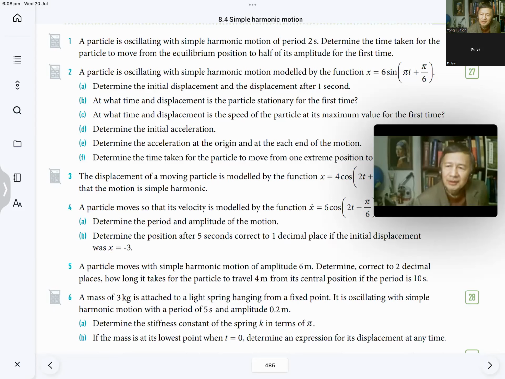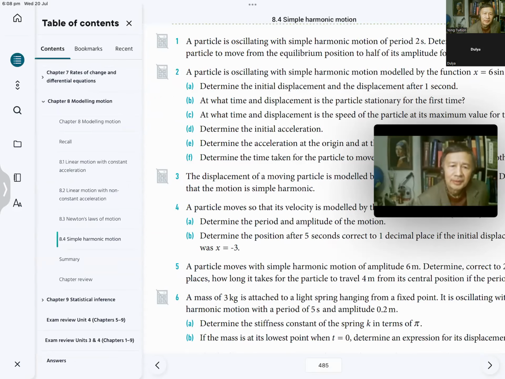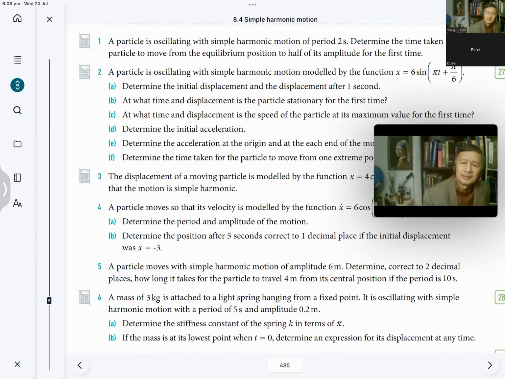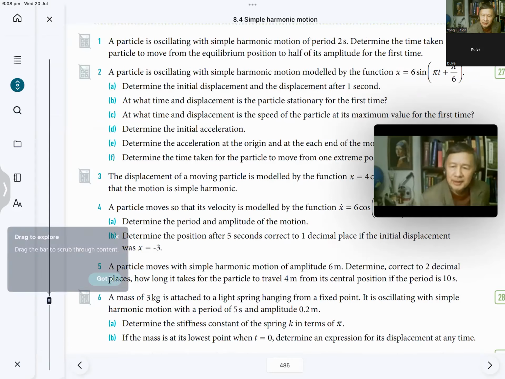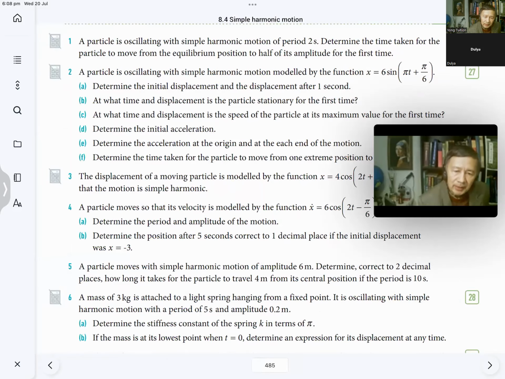If you can't, we just use a whiteboard. We just see what the question is asking before we go to the whiteboard. The third, can we read C? What is question C? At what time and displacement is the speed of the particle at its maximum value for the first time?